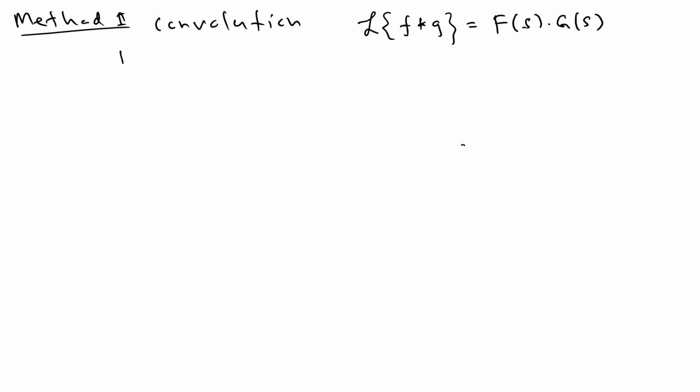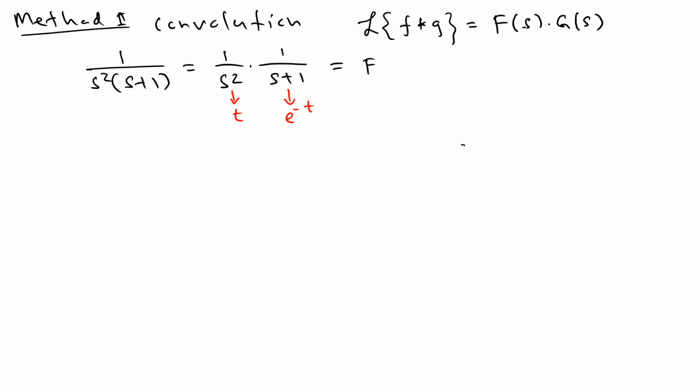You can see that in our problem what we have is 1 over s squared (s plus 1). This is simply 1 over s squared times 1 over s plus 1. So what you're trying to do is identify the two functions. What are the two functions? This one is t, and this one is e to the negative t. So you identify the two functions. That means this is simply the product of F(s) and G(s). Okay, so we know that.